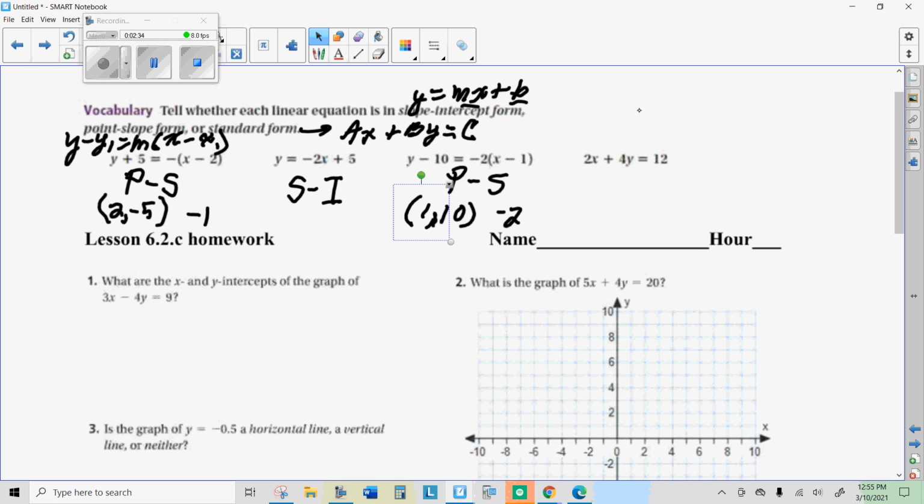In standard form, it's hard to tell what the slope and the y-intercept is. You would probably want to change it, and we'll do a little bit of that today. But you can tell this is standard form because both the x and the y are on the left side of the equation, and it equals some constant. So that's standard form.